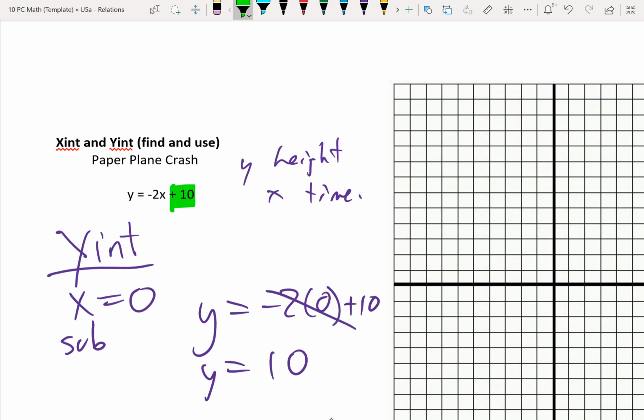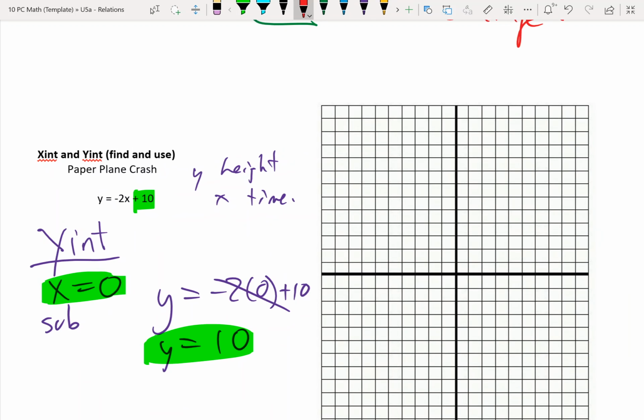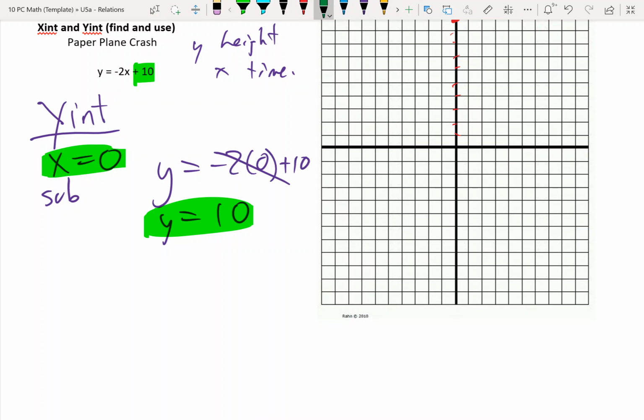Be careful though, because some questions are a little more difficult or don't have a constant, in which case it's more complicated. But we can just sub in 0 and it will always work every time. If you sub in x equals 0, it will give you the y-intercept. So on my graph, I know that this point is going to be the y-intercept.